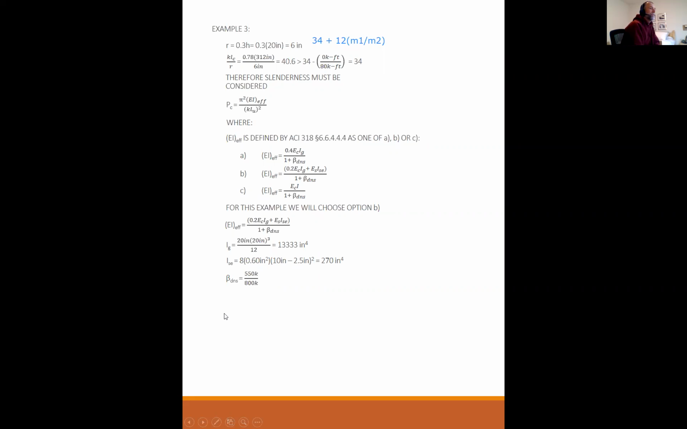Beta dns is the ratio of sustained load to the total load. And this was defined in the problem statement. So that equals 0.69. So I put it all together. I have 0.2 modulus of concrete, moment of inertia of concrete.